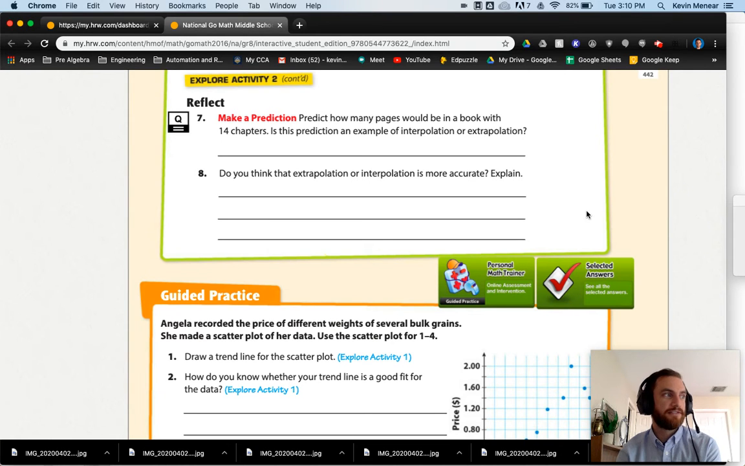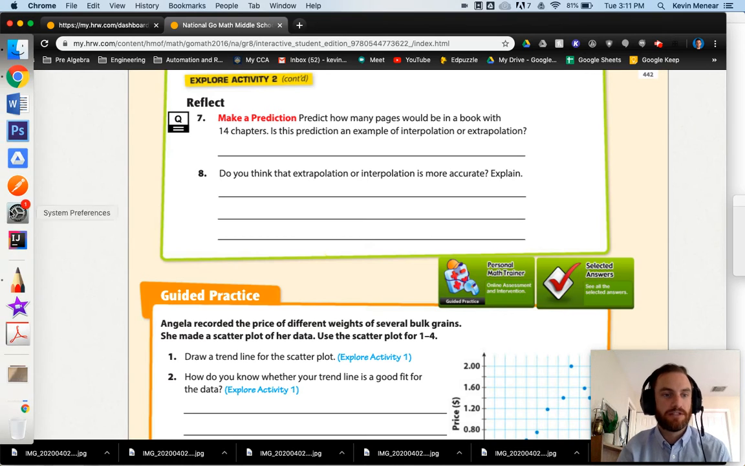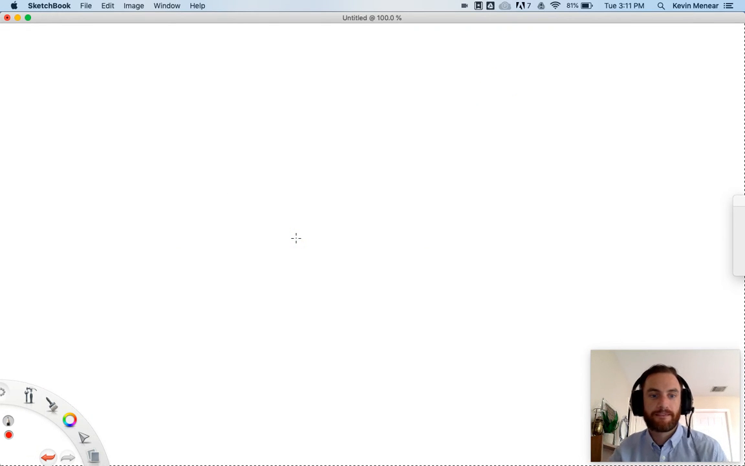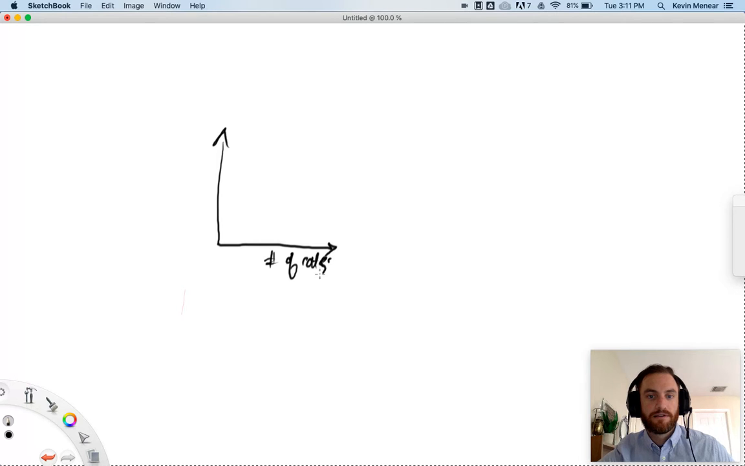Let's say I have a set of data that talks about how long it takes for a group of cats to eat all of the food in a dish, right? And so let's make my graph. Here is number of cats, and this would be time. So one cat, two cats, three cats, four cats.